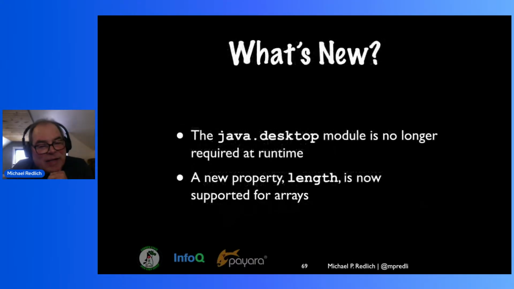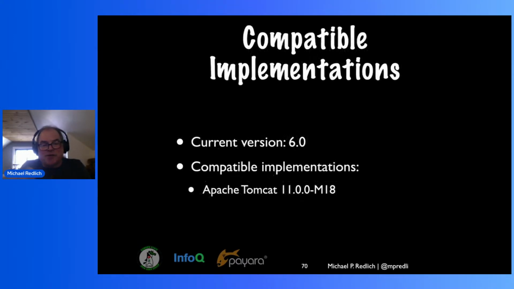What's new in that is the module called java.desktop is no longer required at runtime, and there's a new property called length that is now supported for arrays. Current version is 6, and Tomcat 11, milestone 18 is a compatible implementation.